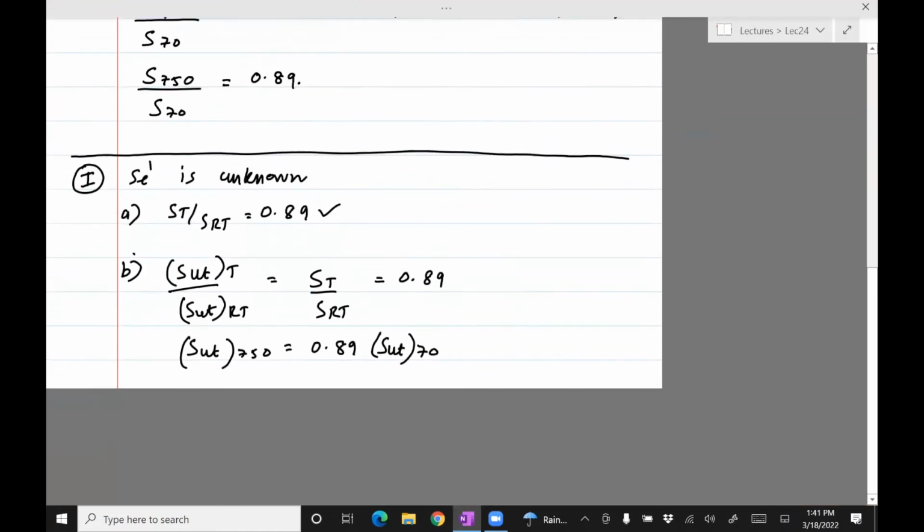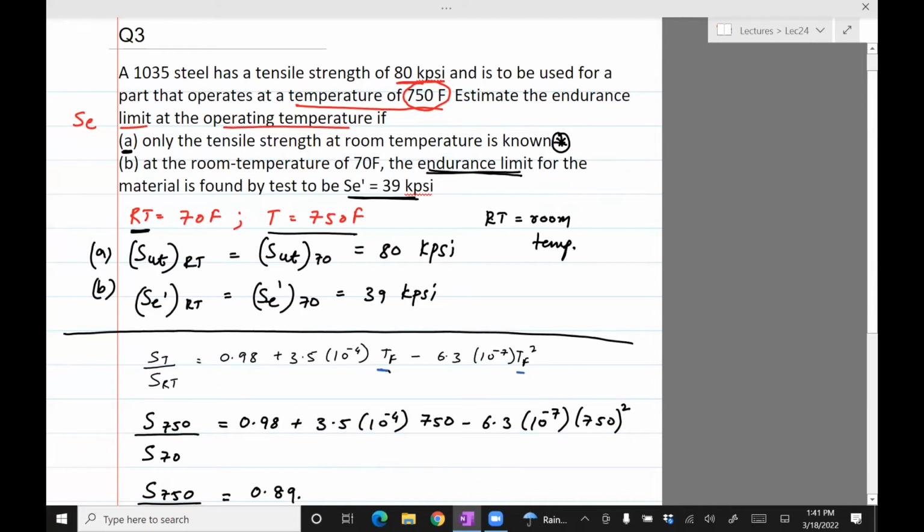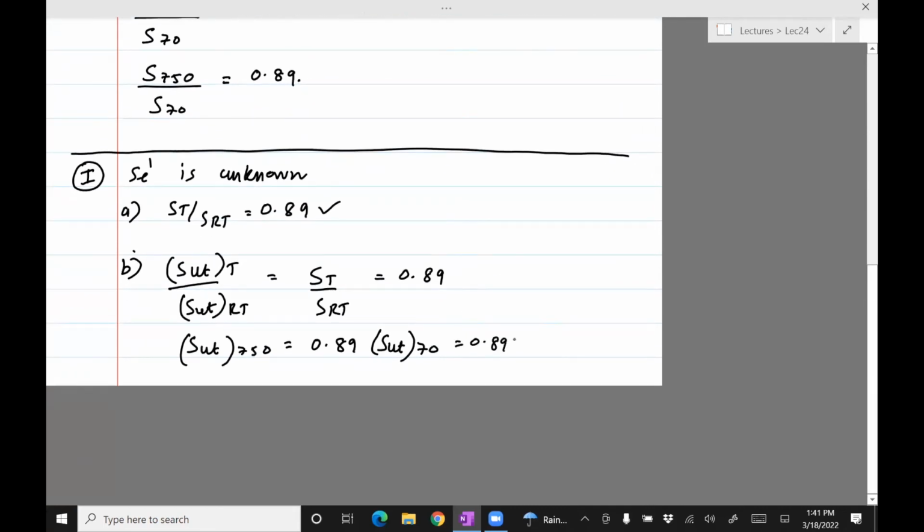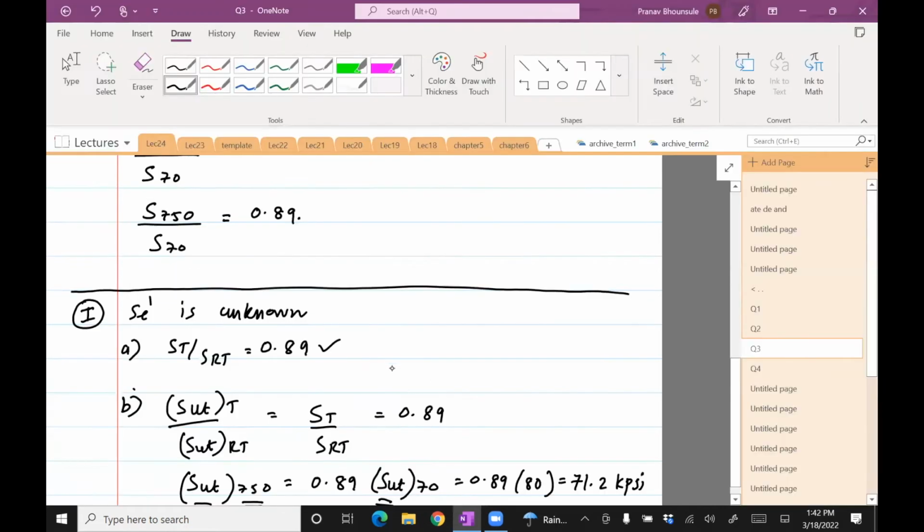But we already know the ultimate strength at 70, it's 80 kpsi. So this is 71.2 kpsi. So we've got the ultimate strength at 750. We know the ultimate strength at room temperature, which is this. So once we know that, step B is done. Let's go back.